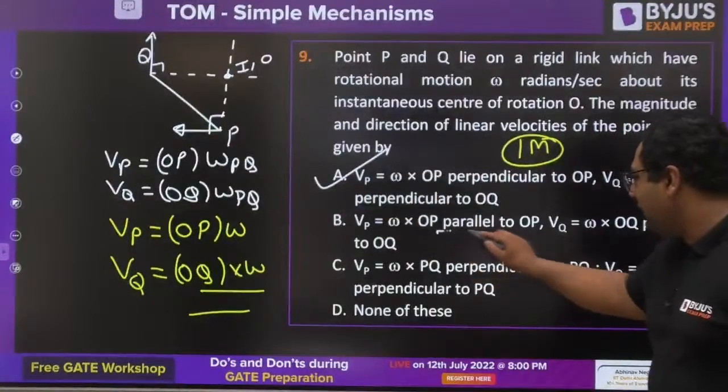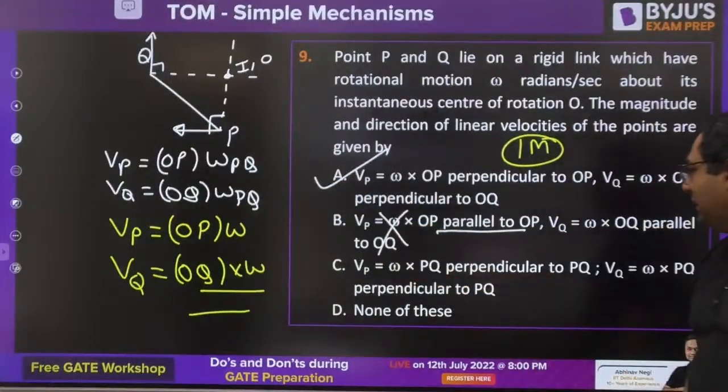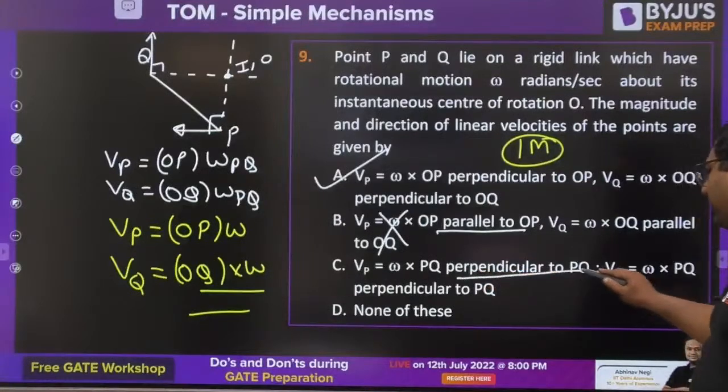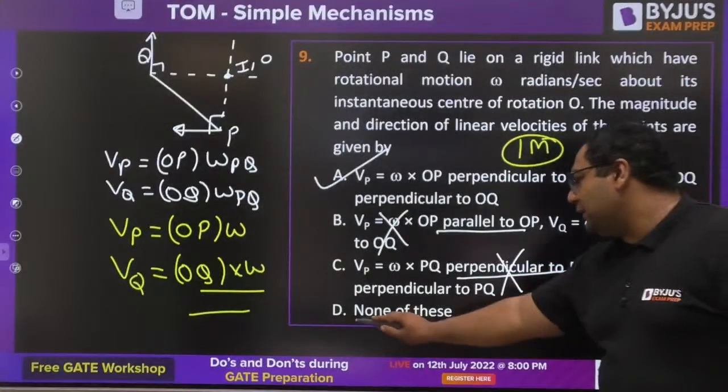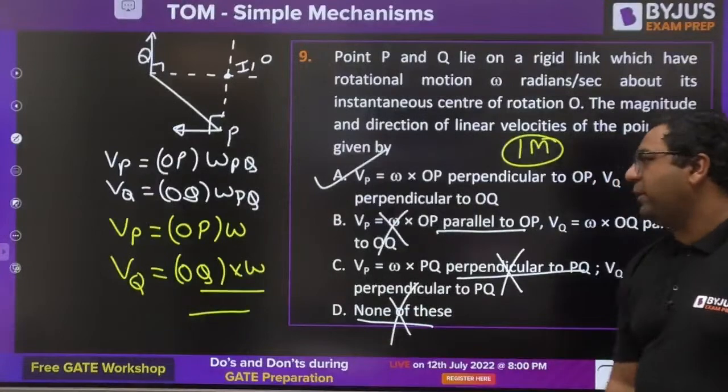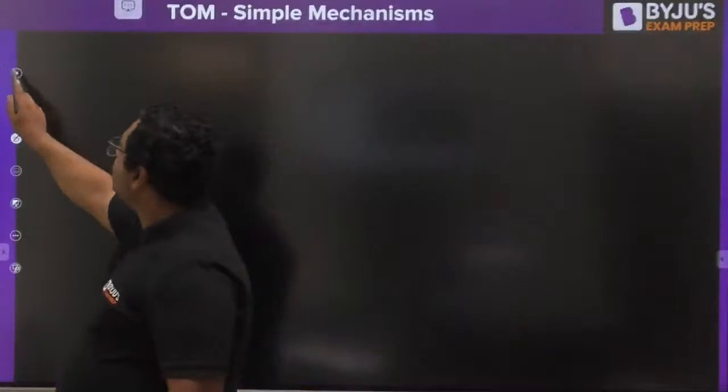They are writing parallel here, so it is wrong. They are writing perpendicular to PQ here, so it is wrong. They are saying none of these. When A is the answer, D cannot be. Let us move to the next question, guys.